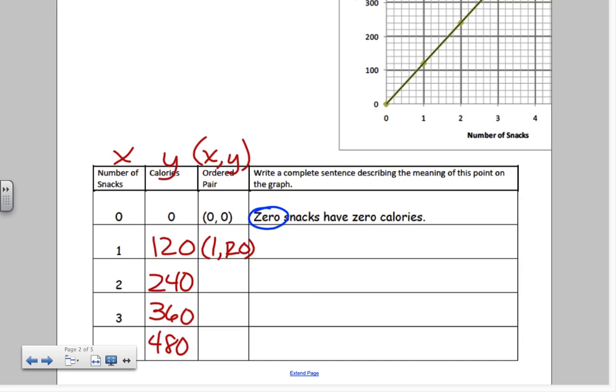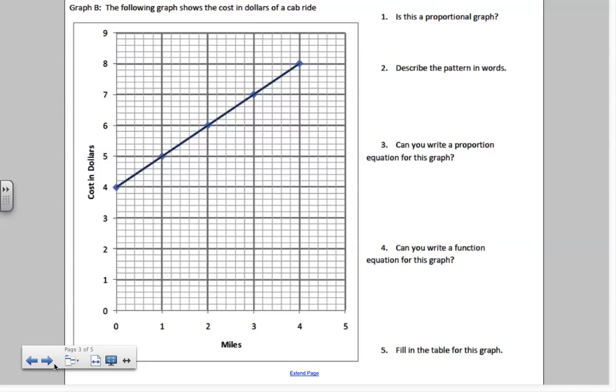All right, turn to the page to graph B, please. I want you to answer just question number 1. And then raise your hand if you know what the answer is. Jonathan, what do you got?